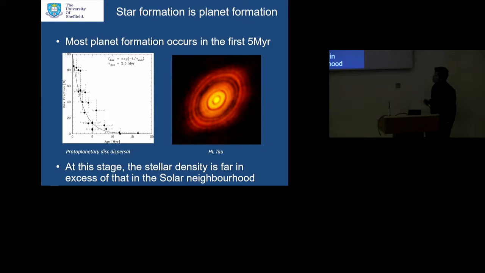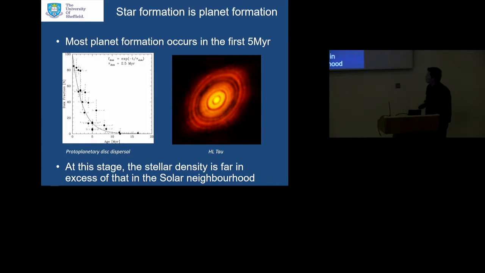Why is this related to the star formation environment? Well, we know that planet formation basically happens at the same time as star formation. This is a plot of the fraction of young stars that host a protoplanetary disk as a function of their age. You can see that after about 5 million years, almost no star has a disk that's observable in the infrared. The interpretation of this decrease in disk fraction is that either the disks are being destroyed completely or you're already forming planets.